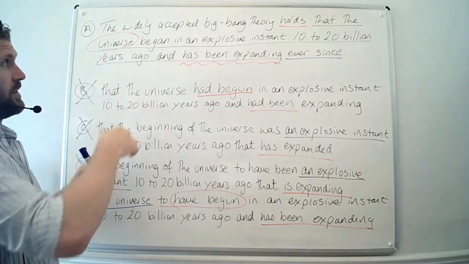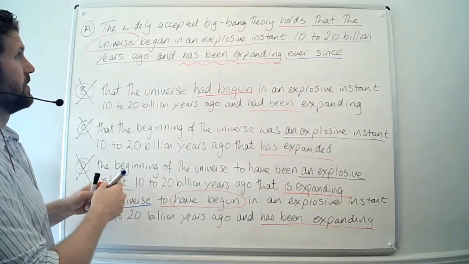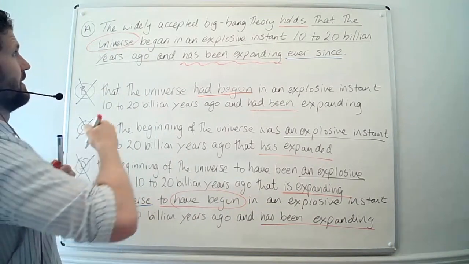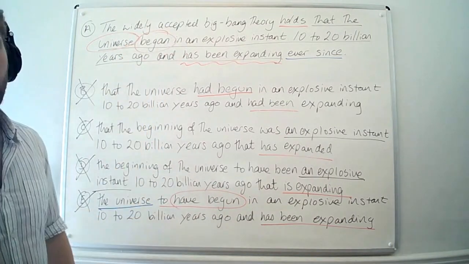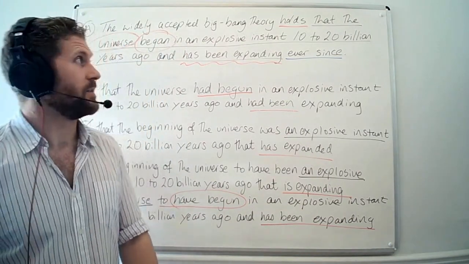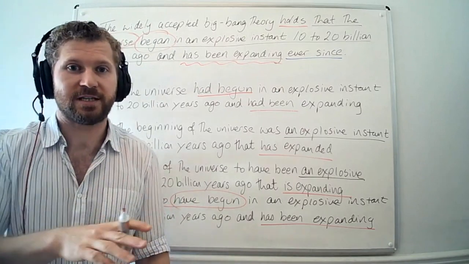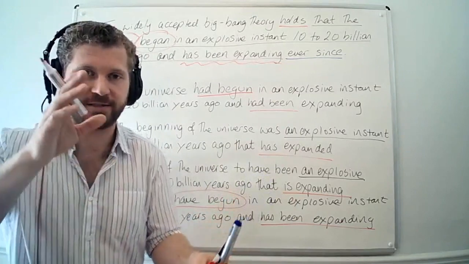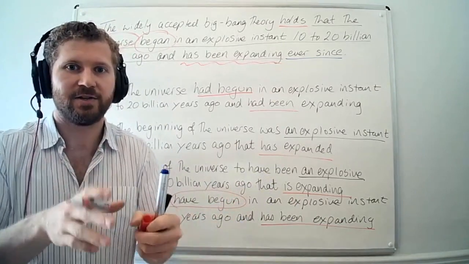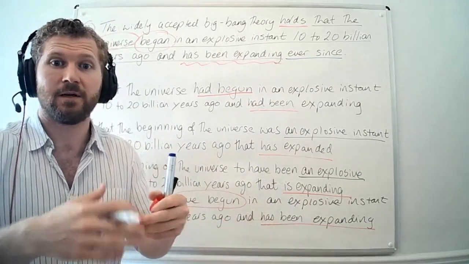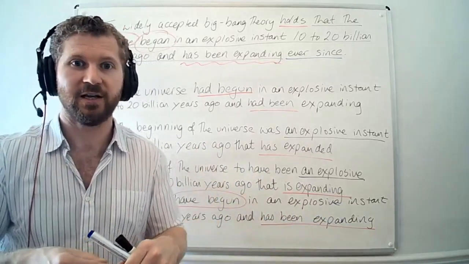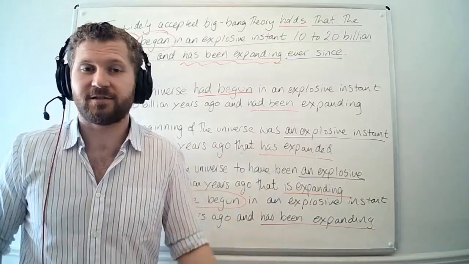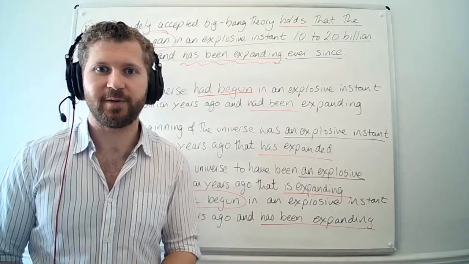Now, the other tense that we're dealing with here is the universe began. We've got the simple past tense. This explosive instant was a one-time event. It didn't continue on. It doesn't continue into the present. It's the simple past tense. The universe began in an explosive instant and has been expanding ever since. The tenses work, the context of the sentence works, and so A is going to be our answer for this one.